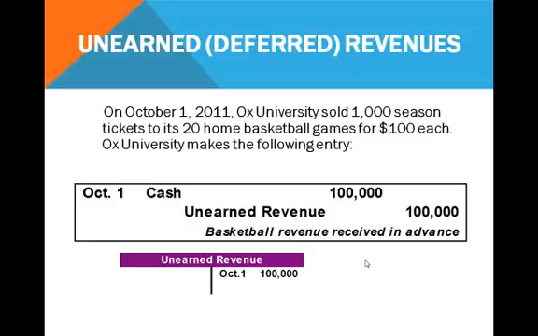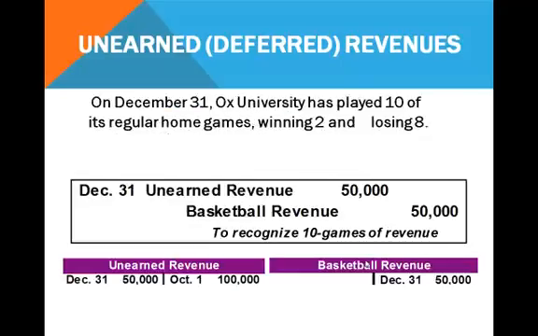Now let's look at the adjusting entry the university will make at the end of the year, the end of the accounting period. As of December 31, 2011, the university had played 10 home games and compiled a record of 2 wins and 8 losses. That doesn't sound too good. Let's make the adjusting entry. The adjusting entry is to debit or decrease the liability account called unearned revenue. So we've earned a big portion of this revenue, and we're going to show that coming out of the unearned revenue account, which is a liability account, and putting it into the revenue account.